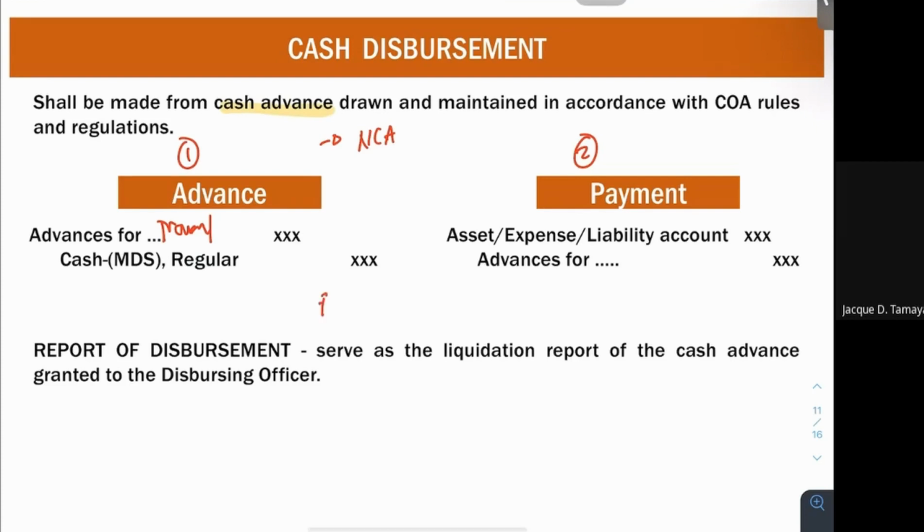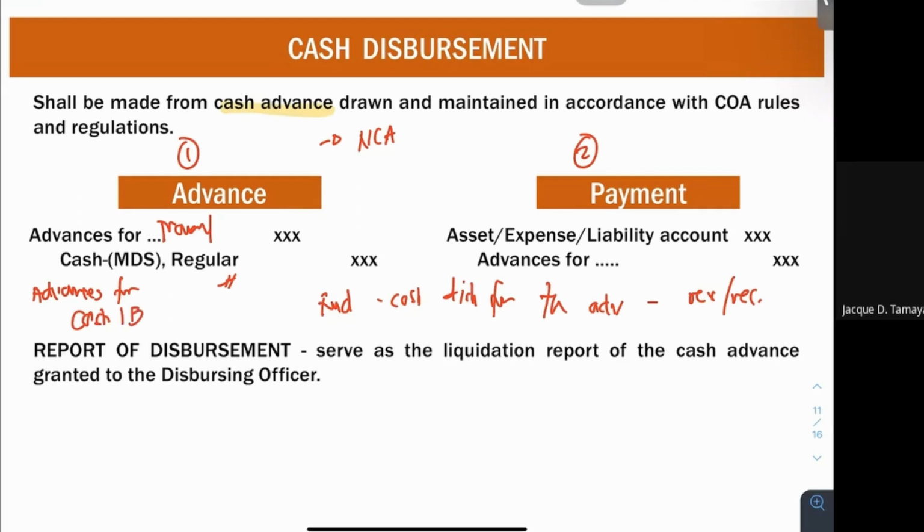Sir, what if the fund for our cash disbursement for the advance comes from the revenue or receipts? Then you change the credit account. Your debit is still advances for, and then you credit cash in bank. Okay? You credit the cash in bank.